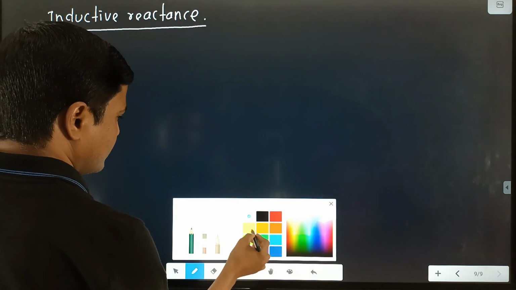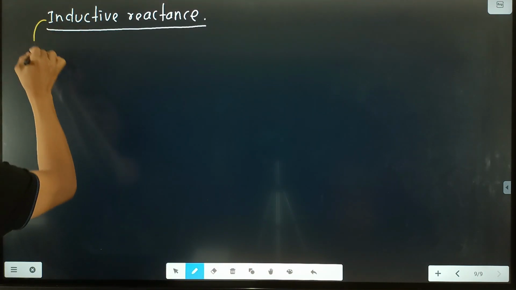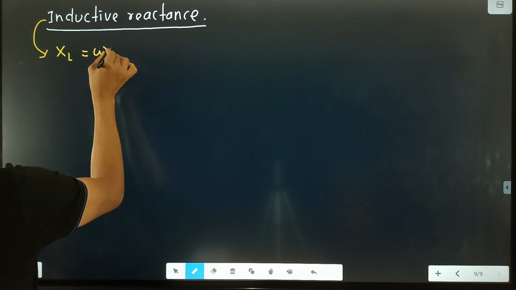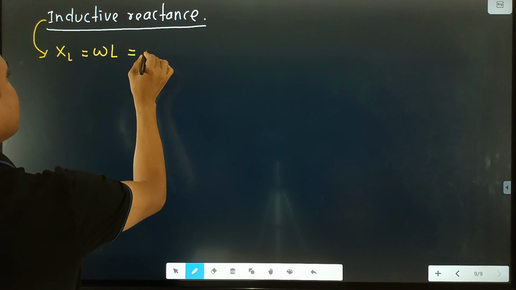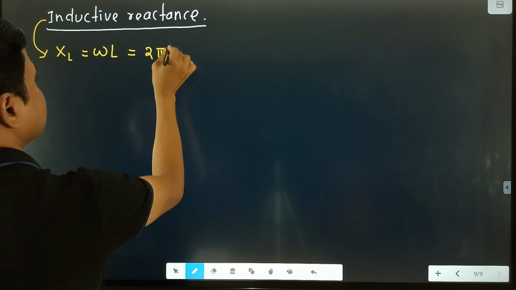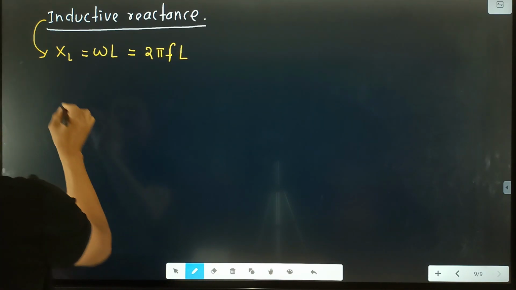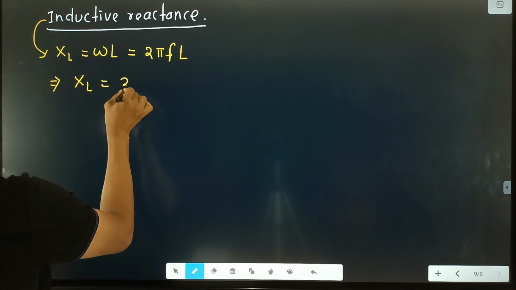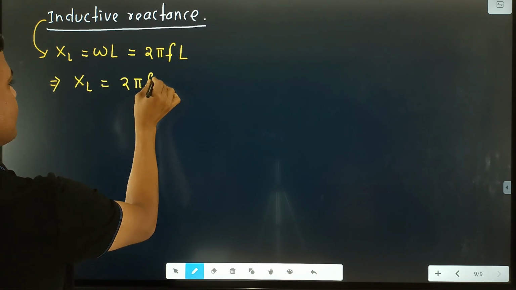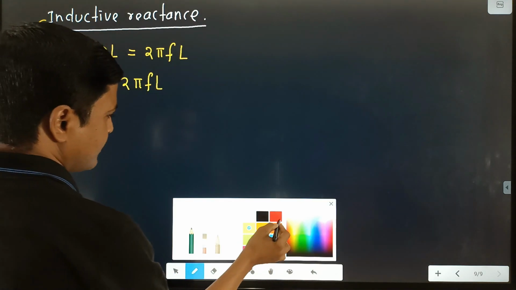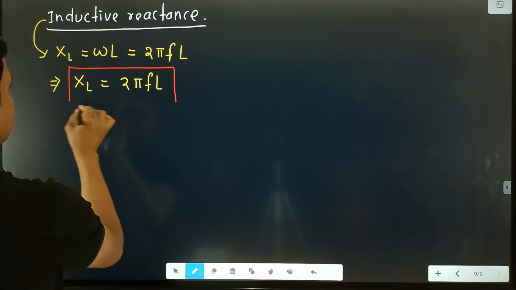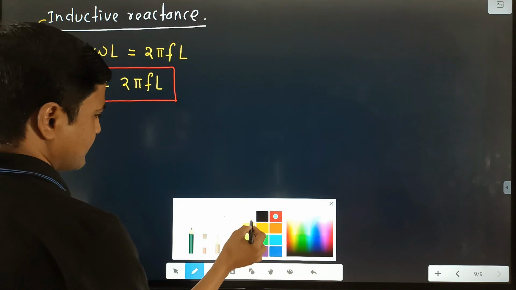And you know the symbol for inductive reactance. For inductive reactance we write XL. XL is equal to omega into L. In place of omega we write twice pi F multiplied by L. That implies inductive reactance XL is equal to twice pi F multiplied by L. This is the mathematical expression of inductive reactance.